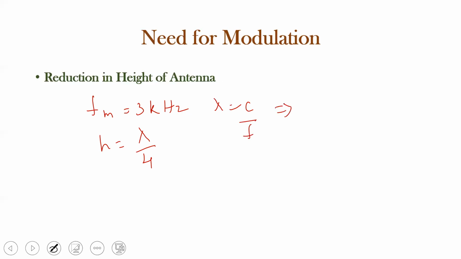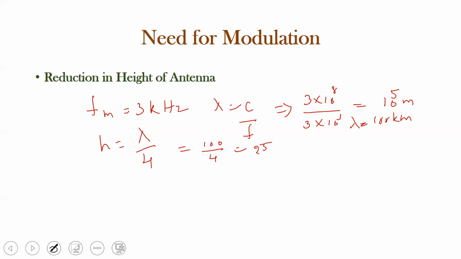Now in this example, let us first calculate lambda. c is nothing but velocity of light, which is 3 into 10 power 8, divided by f. We have taken it as 3 kilohertz, which is 3 into 10 power 3. Lambda becomes 10 power 5 meter, or we can say 100 kilometer. This is the value for lambda. Now for this lambda, if I calculate the height of the antenna, it is 100 by 4, which becomes 25 kilometer. This is for a low frequency message signal.